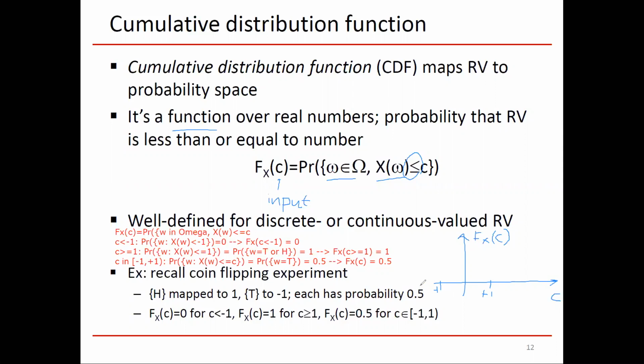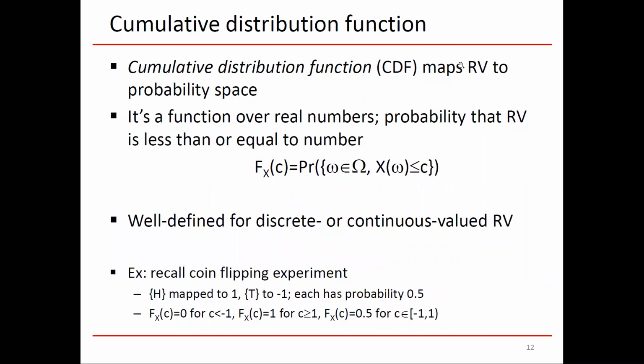Below -1, F_X(c) was 0. At -1, it jumps to half. And when c is equal to 1, we jump to F_X(c) equal to 1. All right, so that's this example, and whether the discontinuity is right before the -1, right after the -1, at the -1, these details you can think about later.